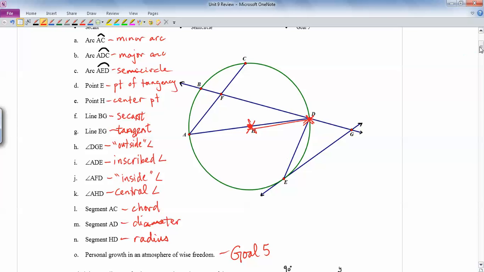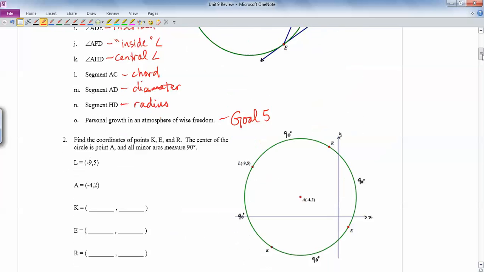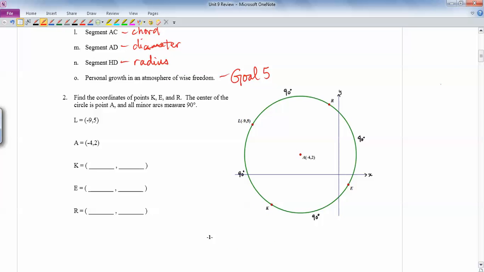All right. Let's take a look at number 2. So this is a rotation problem. And they give you point L here is at (-9, 5). They give you the center point is (-4, 2). And we're trying to figure out these 3 other points on the circle.